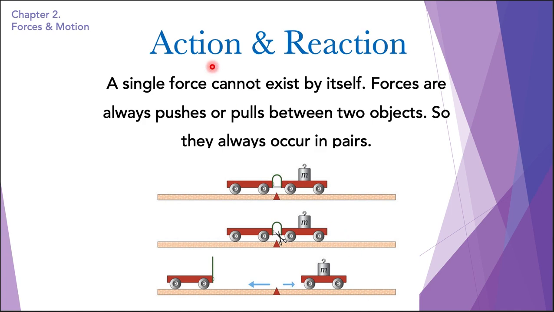So here we are on action and reaction. Let's understand it. A single force cannot exist by itself. Forces are always pushes or pulls between two objects, so they always occur in pairs. For example, this diagram shows that when the piston between these two trolleys is released, the trolleys shoot off in opposite directions. So, two equal but opposite forces are produced, one acting on each trolley.